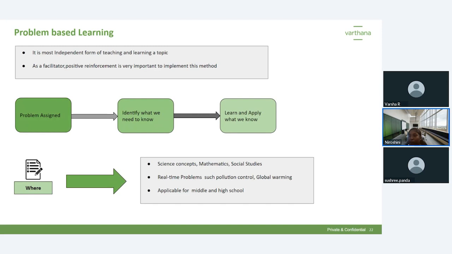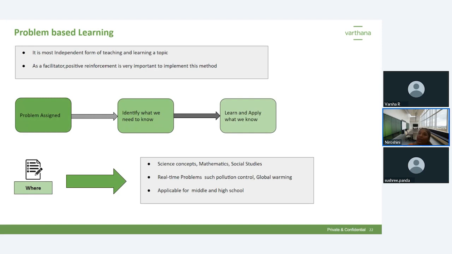Where problem-based learning is used predominantly is in science concepts. You can use it for mathematics and even for social science. I have clubbed a couple of examples in the later slides so that you can understand how it is used in math and other subjects. We encourage you to give real-time problems such as pollution control, global warming, or tie up to other real-world problems for them to understand the problem and creatively come up with different sets of solutions. This pushes the student's creativity and logical thinking.